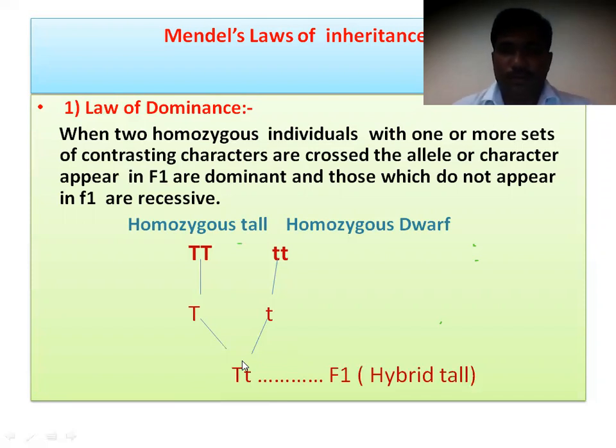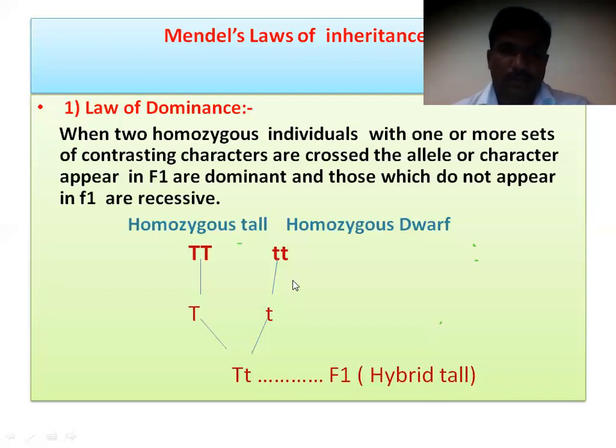So this law states that the characters that appear in the F1 generation are the dominant characters, and those that do not appear are called recessive characters. This law is not universally applicable. Some exceptions are there; we study these exceptions in the next session.